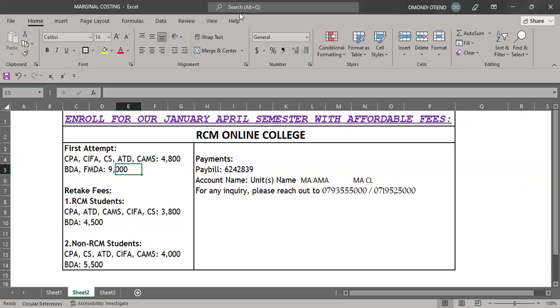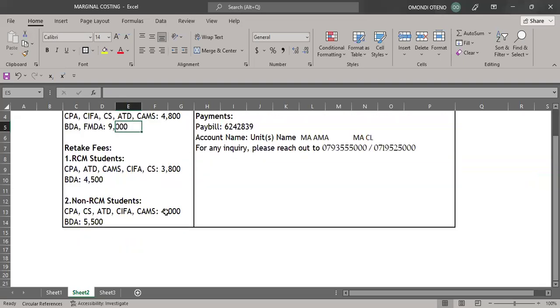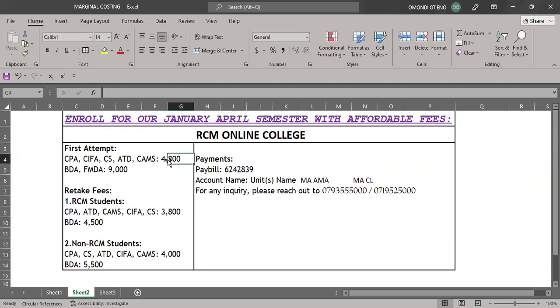Now, somebody's having a question. What if I want to retake this unit and I've never studied at RCM? Then, of course, you'll be charged 4,000 per unit, not the 4,800. What if I was at RCM and I want to retake the same unit? Then, of course, you get additional discount. Instead of 4,800, you now pay 3,800, right?